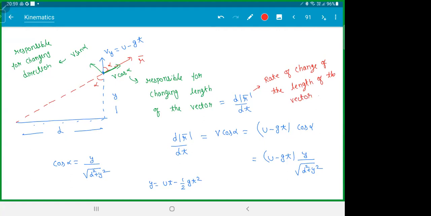Clear, Aryan? Pratyush? Siddharth? Vivan? Clear with this? Anay? Clear, na? Shaurja? Dakshika? Clear? Any doubts on this? Check it out. Let's see the next one.